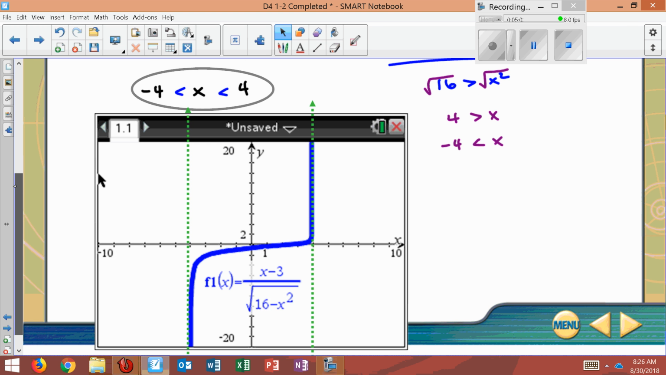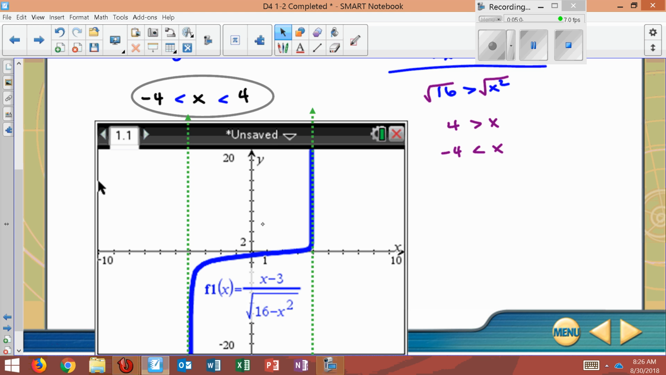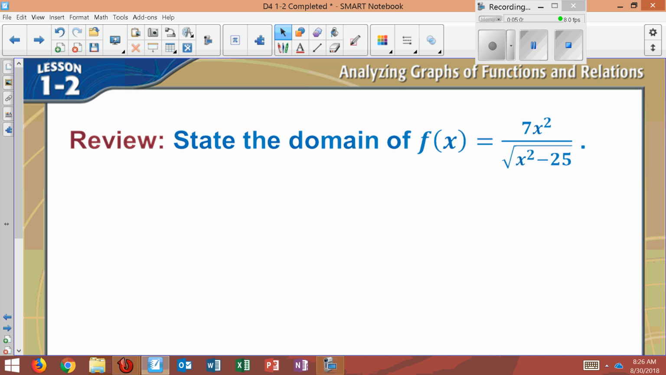So here we did find a domain without even using the graph. This graph was just a check. So it does work perfectly. Now let's try the next example.